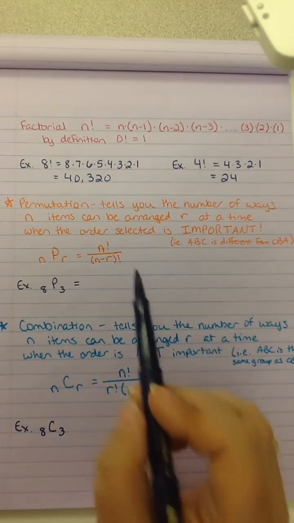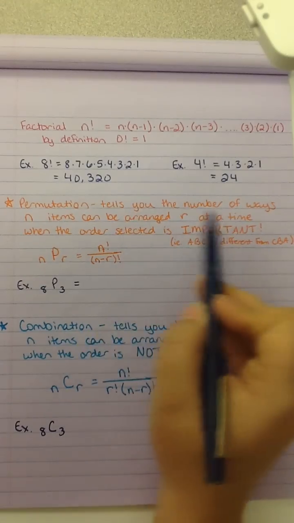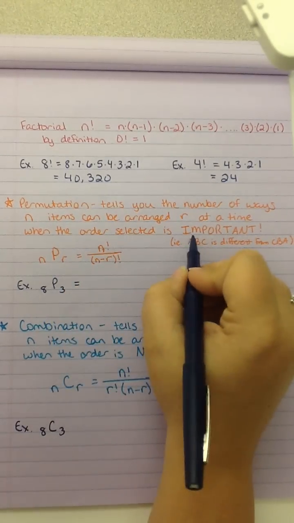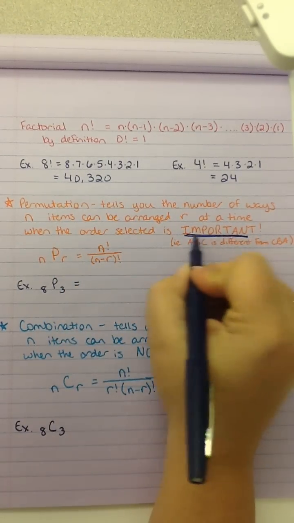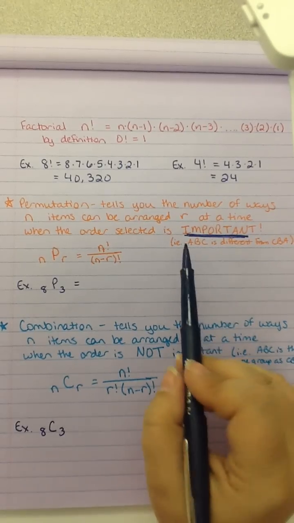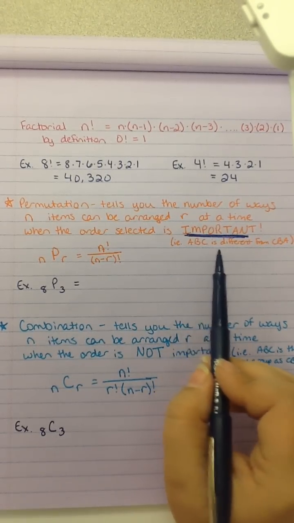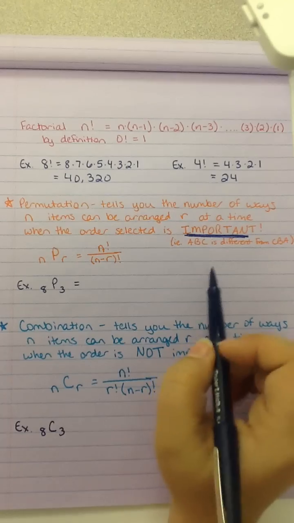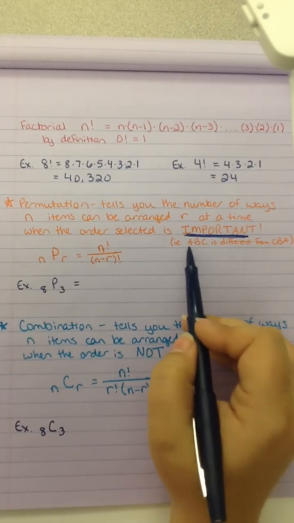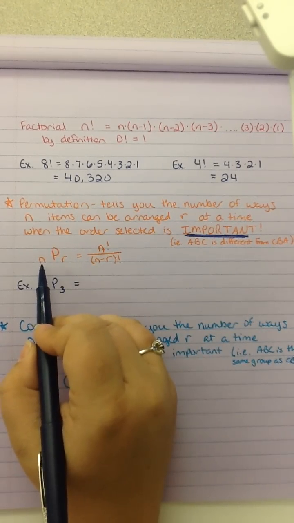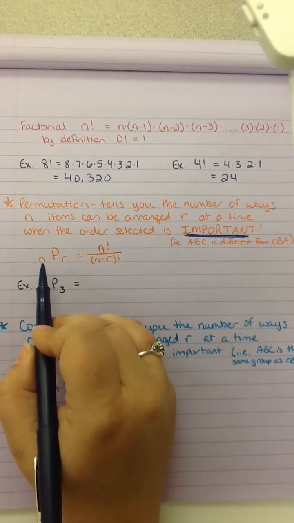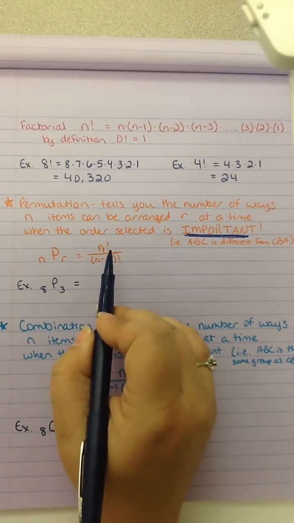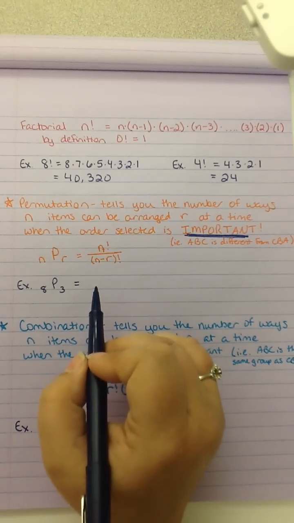The main important thing is that a permutation tells you the number of ways n items can be arranged at a time when the order selected is important. So that is very important. So if you have a group ABC and it's different from CBA, and I'll explain that a little bit more on the next page. So this is the formula, and you will need to memorize this for your test. nPr, like the radio, and it's n factorial divided by n minus r factorial.